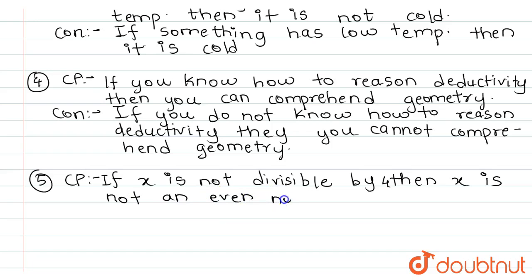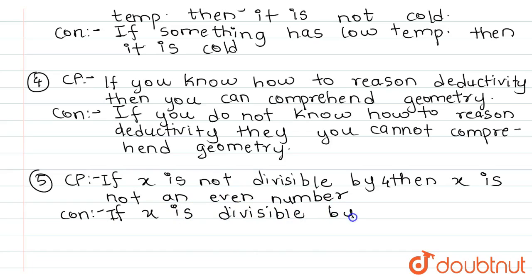Now going for converse, we can write if X is divisible by 4, then X is an even number. Sorry, we have to write even number. Then X is an even number.